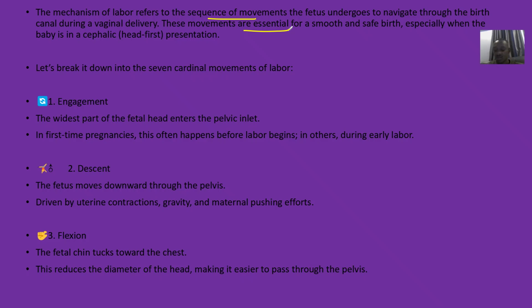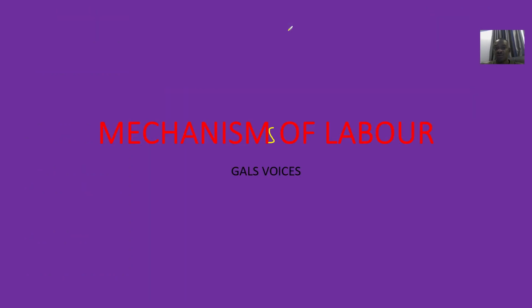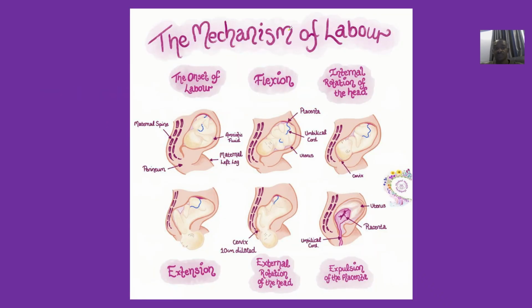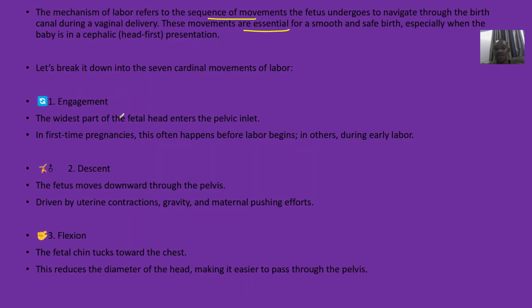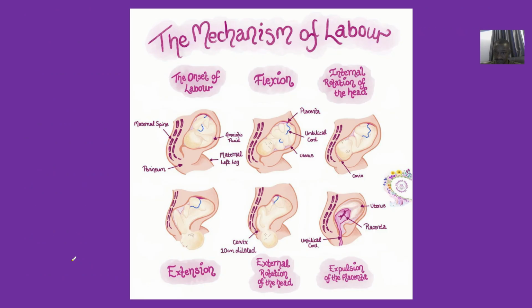Okay, so breaking down the mechanisms of labor. First of all, the baby has to engage. This is when the widest part of the baby's head enters the pelvic inlet. Okay, descent is when the baby goes through the pelvis. Flexion, the baby's chin is tucked down to the chest. Can I say this is flexion?